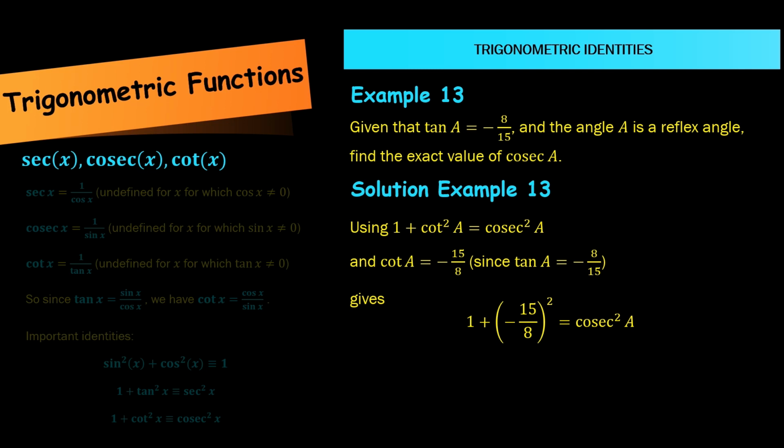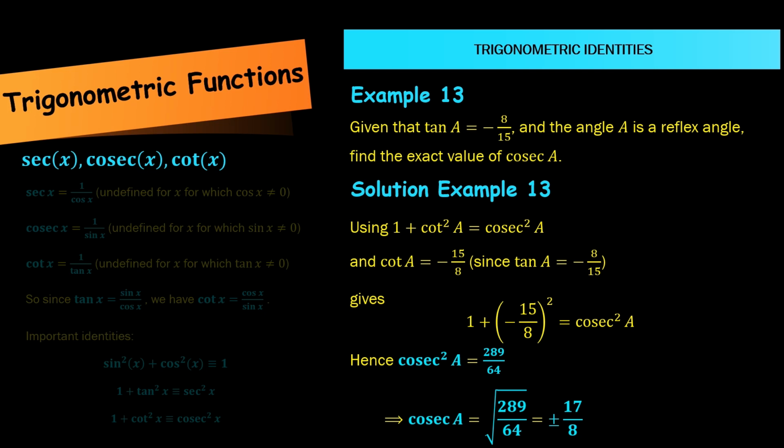And therefore, cosec squared A equals 1 plus 225 over 64, which equals 289 over 64. And so square rooting this gives us that cosec A equals plus or minus 17 over 8.